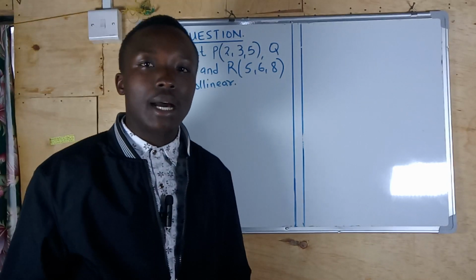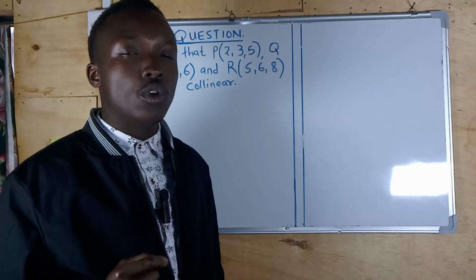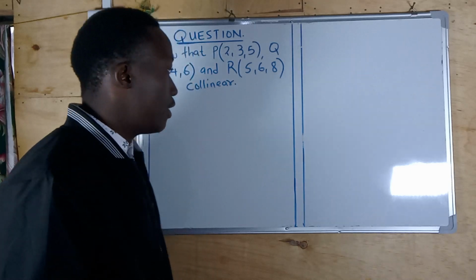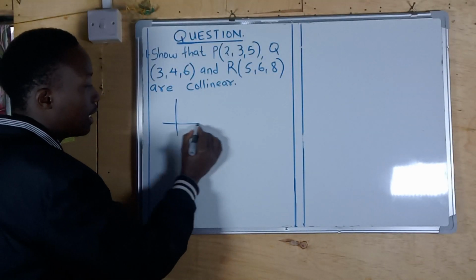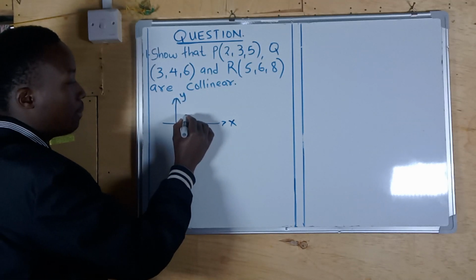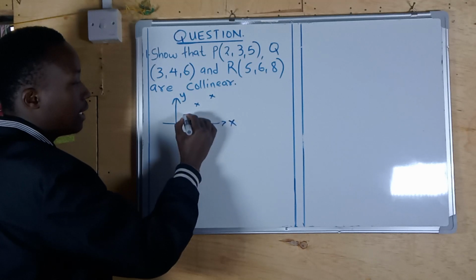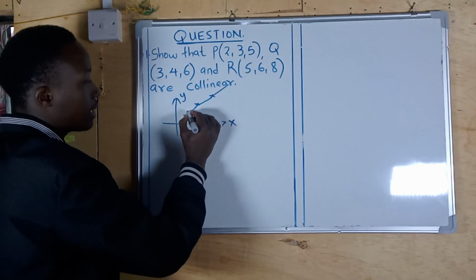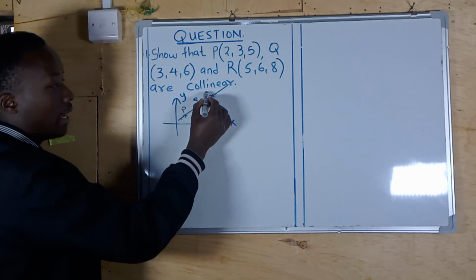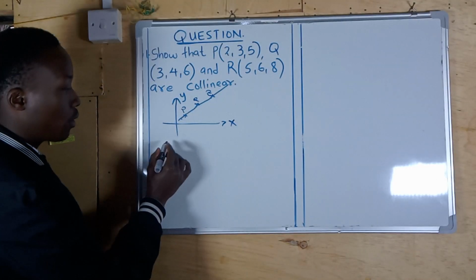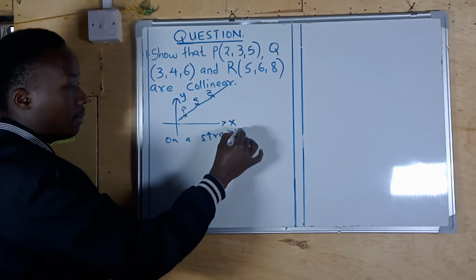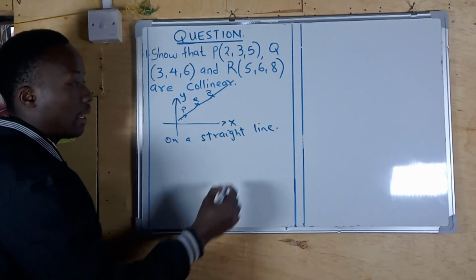For us to understand the term collinear, we need to know that collinear points are those points that lie on a straight line. So for instance, if we have a Cartesian plane here, X and Y, we have 3 points which are lying on a straight line. We can therefore say the 3 points, maybe P, Q, and R, are collinear. Why? Because they are lying on a straight line.